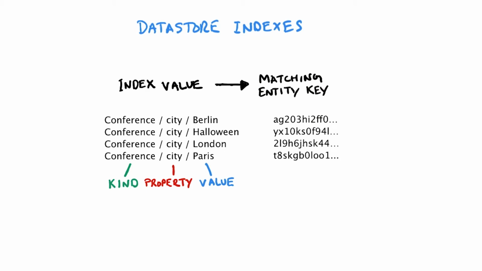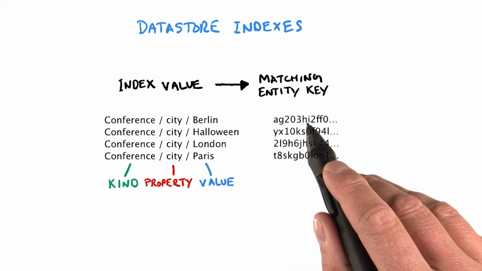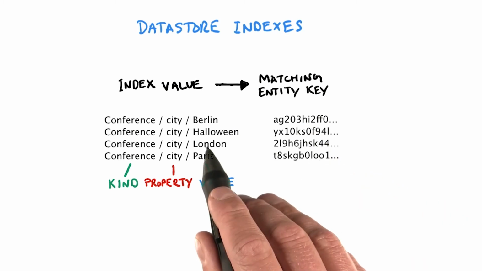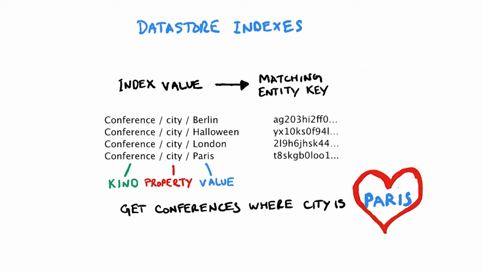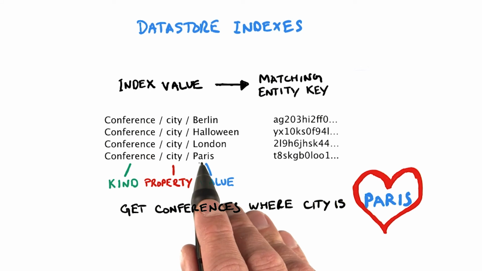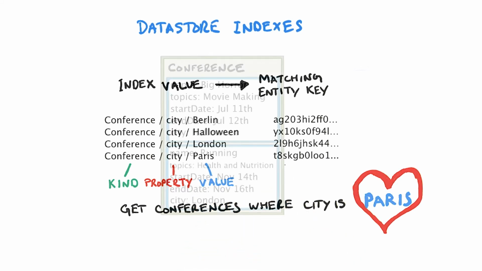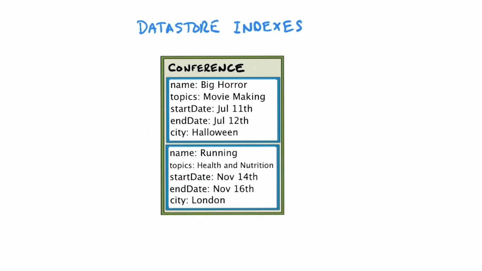So a matching entity where city is Berlin has the following key, and one with London has the following key, and so on. So let's say your favorite city is Paris, and you would like to get all conferences that are in Paris. Then data store would look at the index table where city is Paris and find all matching entity keys. Since data store requires index tables to perform queries, every property that you query for will need an index table. By default, data store creates these automatically, but we will also see how you can control this later on.